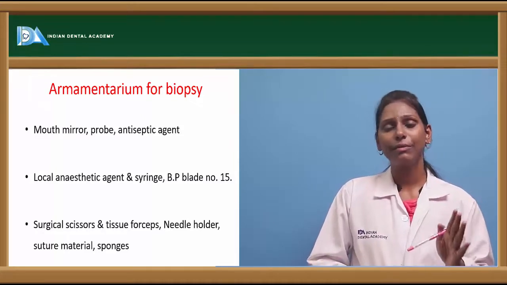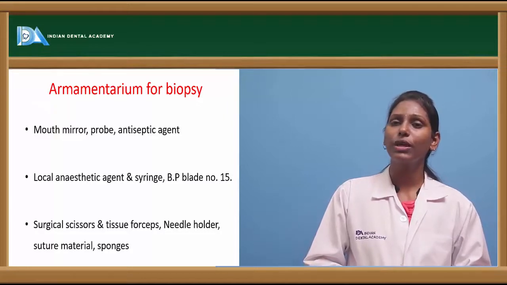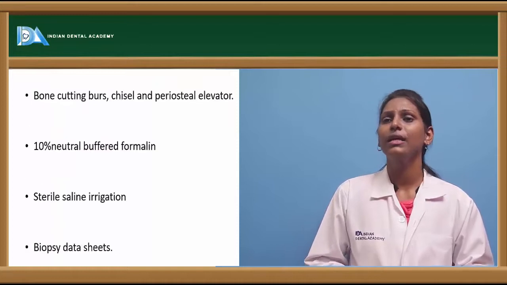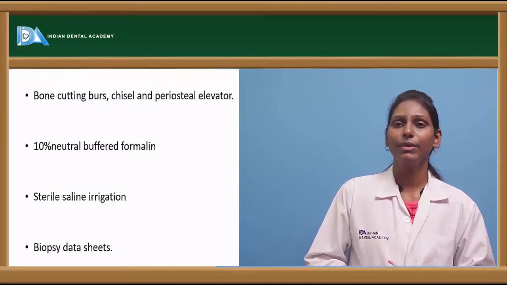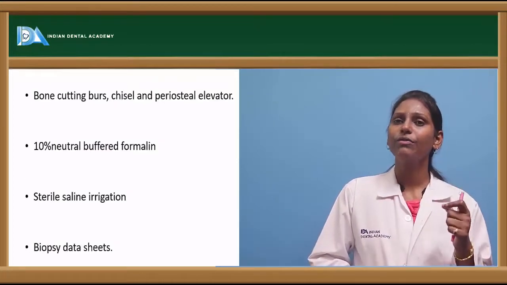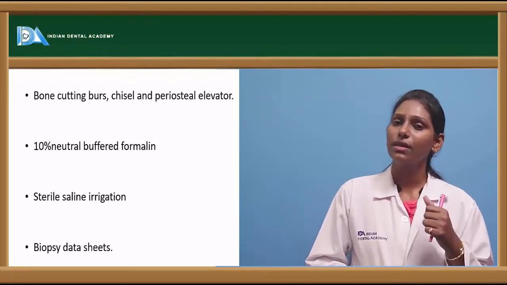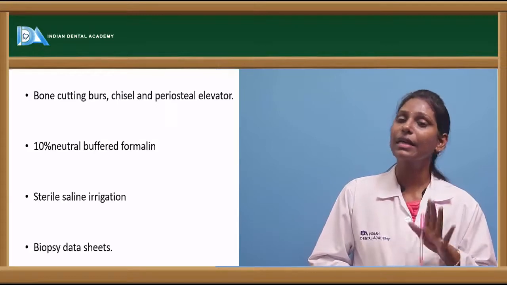And BP blade number 15 is usually used in case of intraoral biopsies, and other instruments like surgical scissors, tissue forceps, needle holder, suture material, etc. will be used. And once the tissue is removed, we actually put the tissue in 10% neutral formalin. Sterile saline irrigation has to be done in the area.